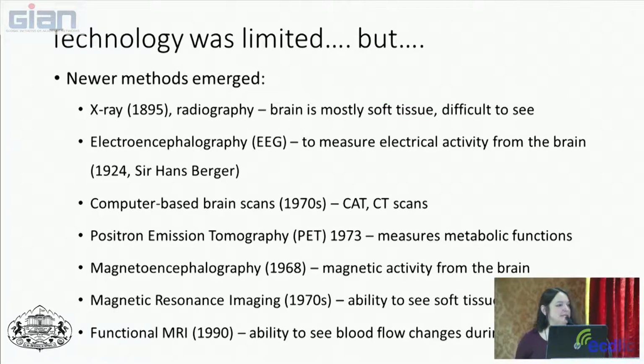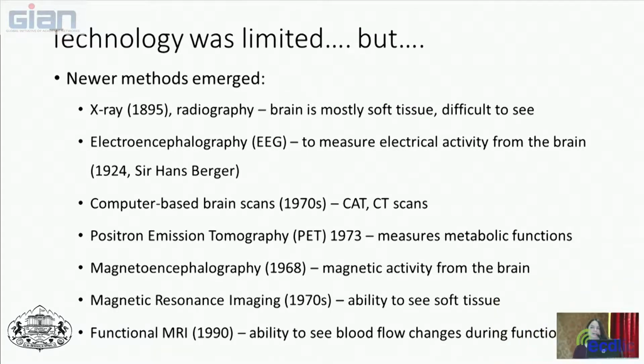Okay, so you could see that the technology was very limited in the early studies of the brain, but as the 1900s rolled around, there were a lot of new methods that came about, fortunately for neuroscience research, that allowed us to study the brain better. Around 1895, the first X-rays were discovered. EEG was first measured from the brain, and this is electrical activity, in 1924 in Germany.